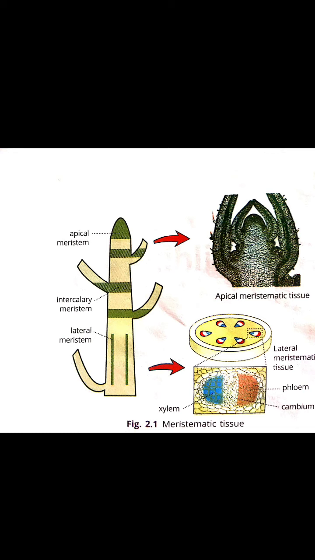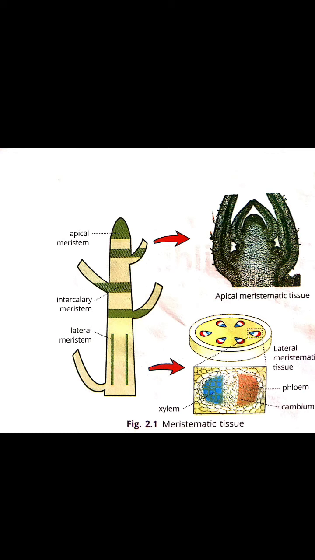Clear? Now, intercalary meristematic tissue. It is found in the node and internode part. Here you can see in the middle part of this figure, where the nodes are arising. Nodes mean where the branches or the sub parts of the plants are arising, where leaves are arising. That place is where the intercalary meristematic tissues are.